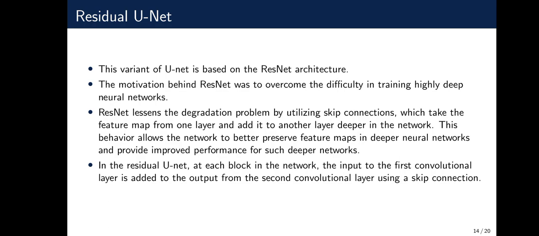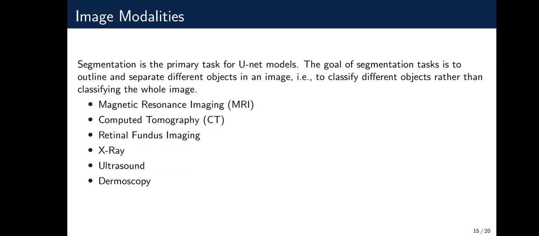problem by utilizing skip connections, which take the feature map from one layer and add it to another layer deeper in the network. This behavior allows the network to better preserve feature maps in deep neural networks and provides improved performance of such deeper networks. In the Residual U-Net, at each block in the network, the input to the first convolution layer is added to the output from the second convolution layer using a skip connection.